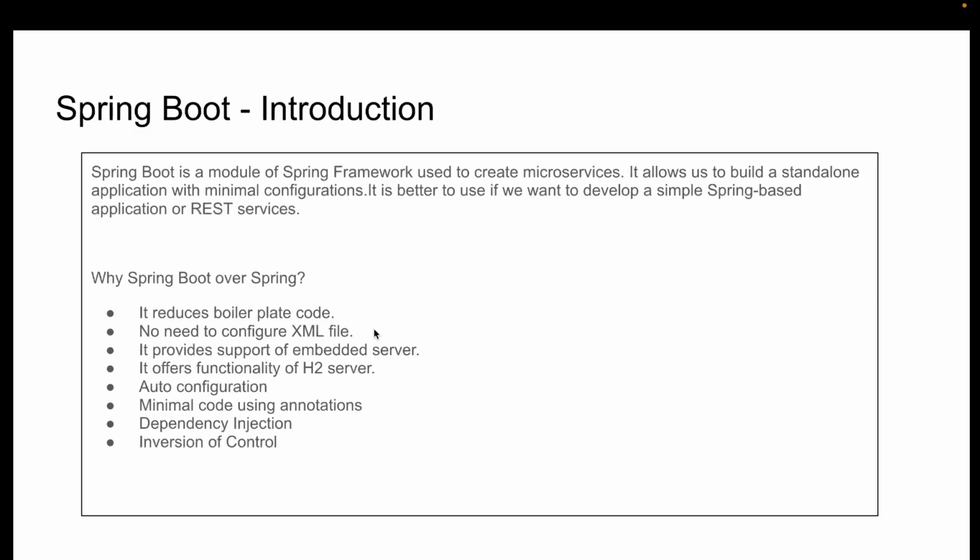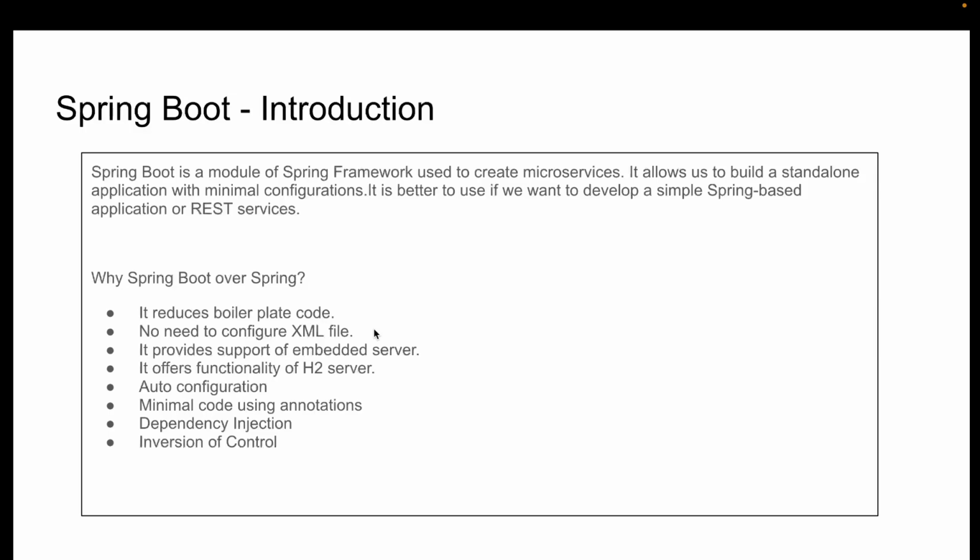Suppose while we were studying core Java, we were creating some objects, right? We were creating some classes like an employee class or a student class. Those can be considered POJO classes. In Spring, you can consider those POJO classes as beans, and you will see those beans being used by different Spring modules. So, no need to configure XML file.